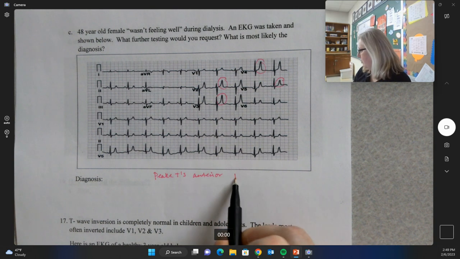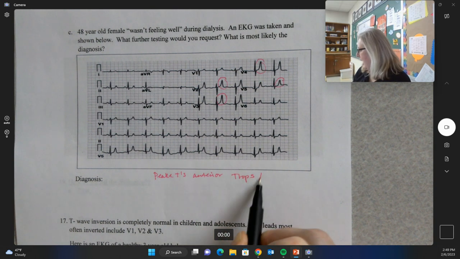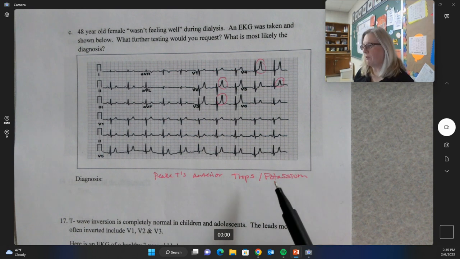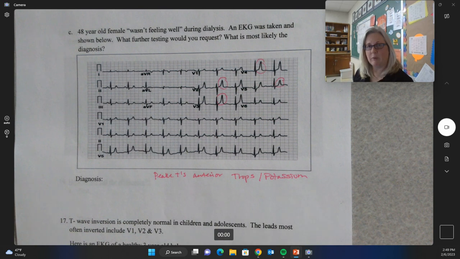I would check for tropes and potassium. And why do we check for both? Tropes because she wasn't feeling well, and peak T's can mean ischemia or a heart attack, right? But she is a dialysis patient, so potassium could be thrown off. That's pretty normal for potassium to be thrown off as well. So I'm going to check both, all right?